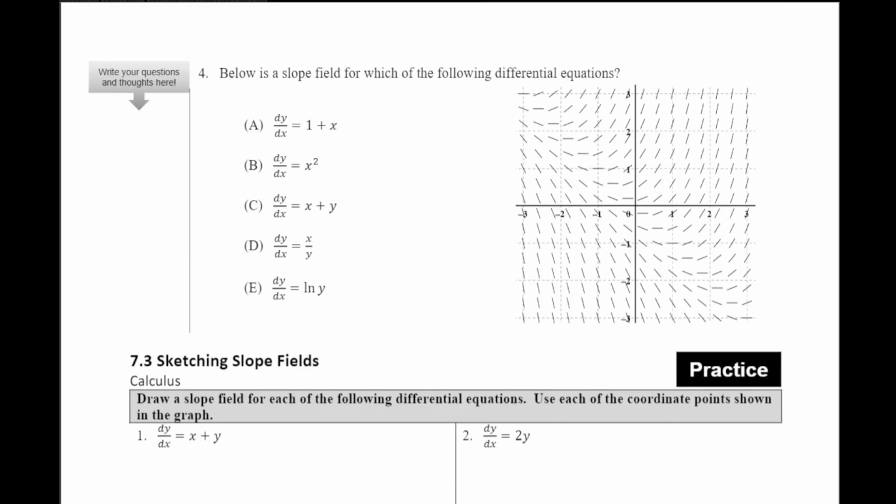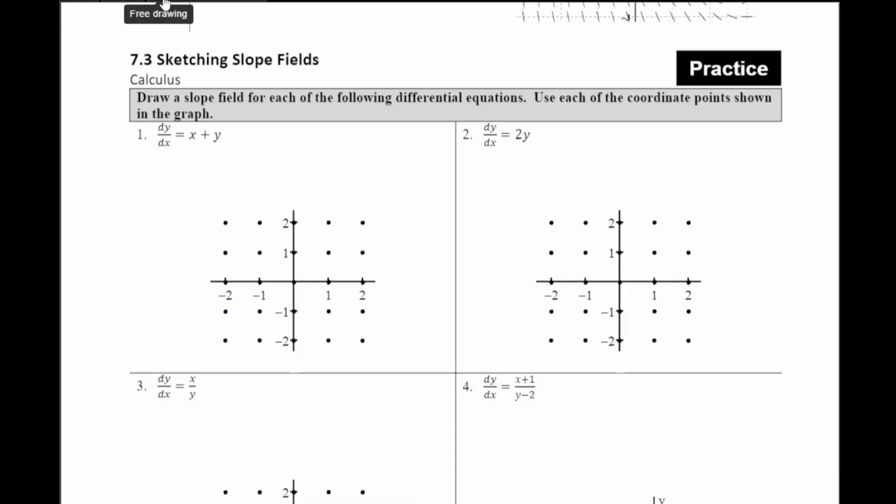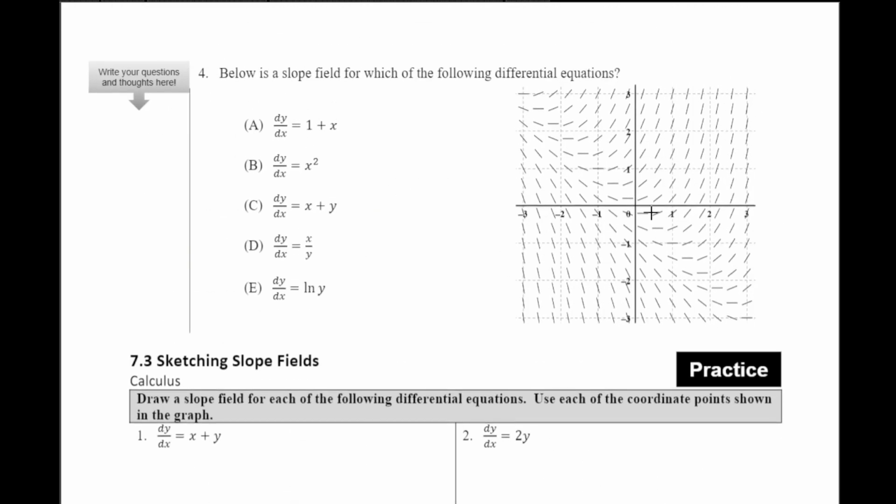All right, this last question right here. Below is a slope field for which of the following differential equations? So in the previous page, right, we were given a differential equation, then created a slope field. This is just going backwards. You're given the slope field. Which equation is it? So one of these, A, B, C, D, or E, matches this. And there's some different ways you can do this.